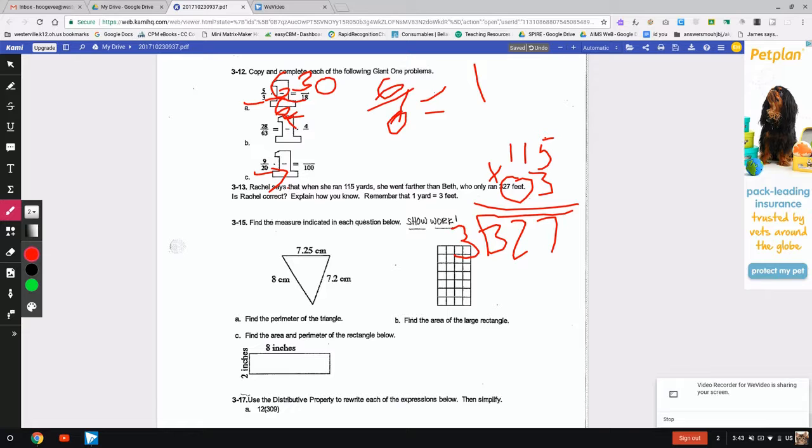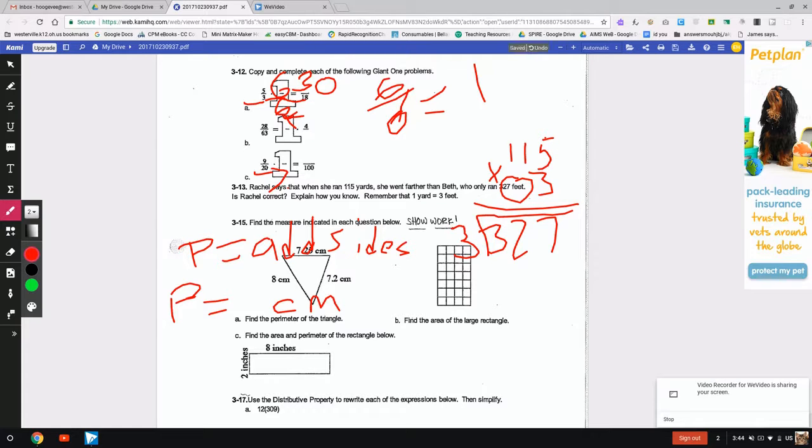15 right here, we have find the measures indicated. So the first one here, we need to find the perimeter. So again, perimeter is adding all sides. So you would add up all three of those sides. You would get your answer. Make sure you label it as centimeters.